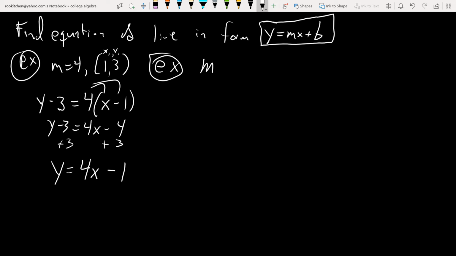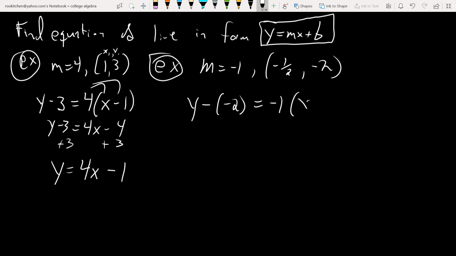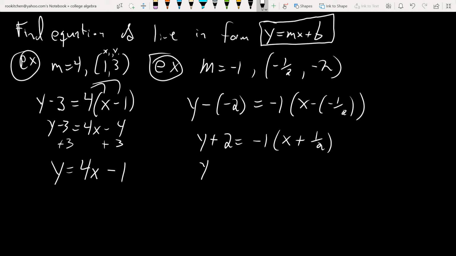Let's say they give you the slope is -1, and then the point is some fraction, (-1/2, -2). Okay. So again, you're using the point-slope form: y minus y1, -2, equals m times x minus x1. Okay, so y minus minus is plus. Here, -1 times x minus minus is plus. I like to clean stuff up. Just do one thing at a time. When I start doing too many things in my head, I start making mistakes. Okay, so that's why I do it the way I do it.